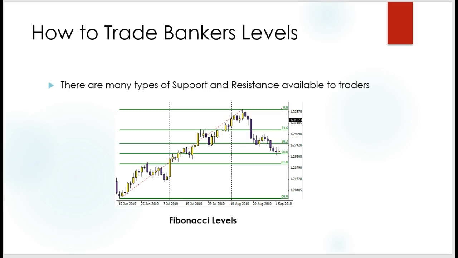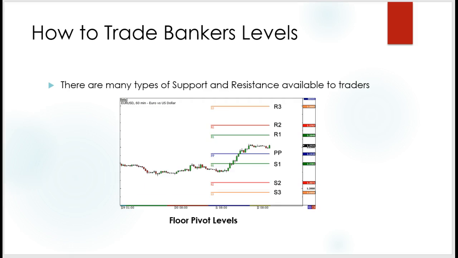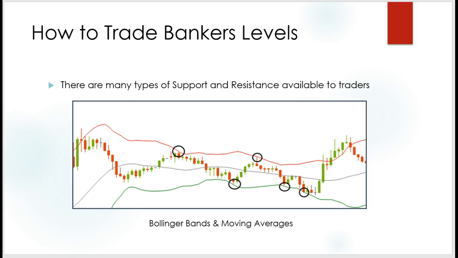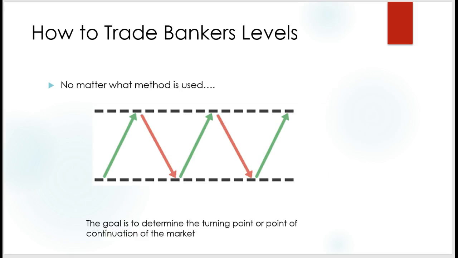There are many types of support and resistance available to traders, like Fibonacci, floor pivot levels, classic support and resistance, and even Bollinger Bands and moving averages. No matter what method is used, the goal is to determine the turning points or points of continuation in the market.